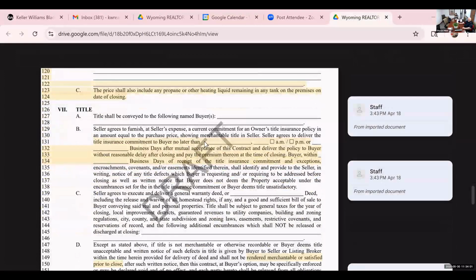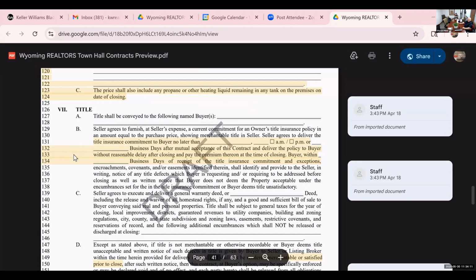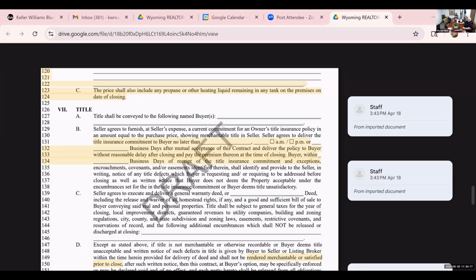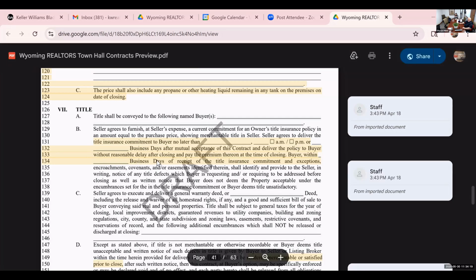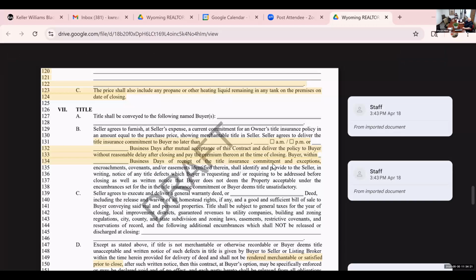We used to have this, it's the same kind of as it was before, but in the title insurance commitment to buyer no later than, and it's got a date, or 5 business days after mutual acceptance, so you can put 10 days or whatever the case is in there. And then for them to pay for it, they have so many days after the receipt of the title insurance commitment and exceptions.